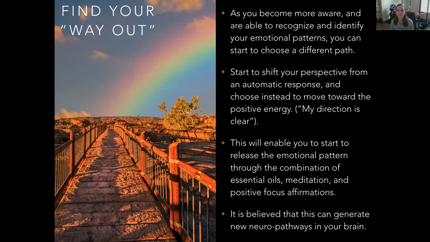So now as we start to release these emotional patterns through a combination of essential oils, meditation, and positive focus affirmations, as we do all of these things, that's going to be what creates these neural pathways, because we're using those oils that vibrate at that certain frequency. Then we're going to capture our thoughts and meditate them in a certain direction. And then the words of our mouth are going to be positive focus affirmations. Through the combination of those three things, we're going to create those new neural pathways. And this can actually generate a new thought process for you. So that's to me really, really cool.